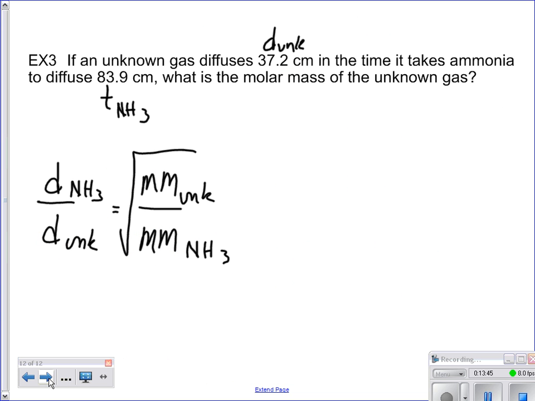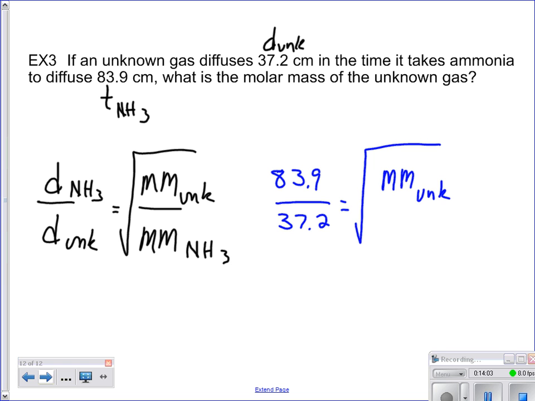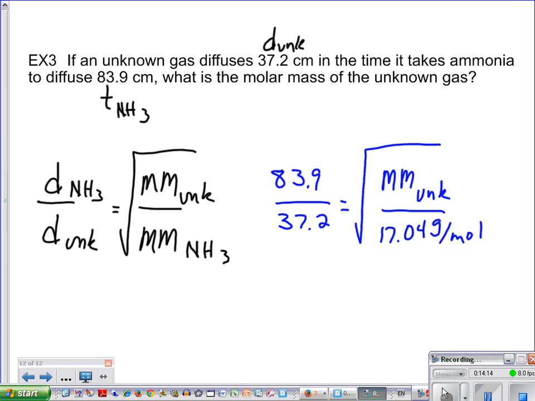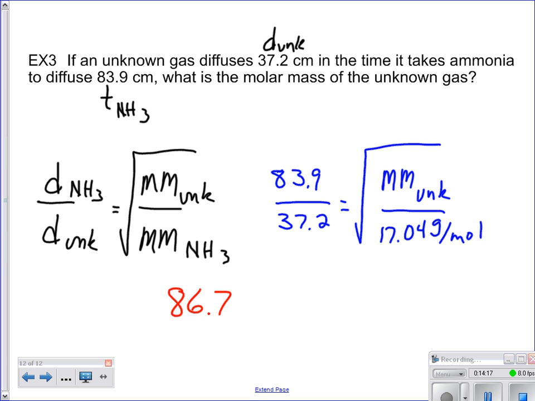Okay, so we've got this, so we can start plugging numbers in. Distance for our ammonia is 83.9 centimeters. Distance for our unknown is 37.2 centimeters. Molar mass of our unknown, that's what we're solving for. Molar mass of ammonia, you know, is 17.04 grams per mole. So again, it's just a math problem. All right, we just got an answer, and it is 86.7 grams per mole. That's all we've got. Hopefully this makes sense to you guys.